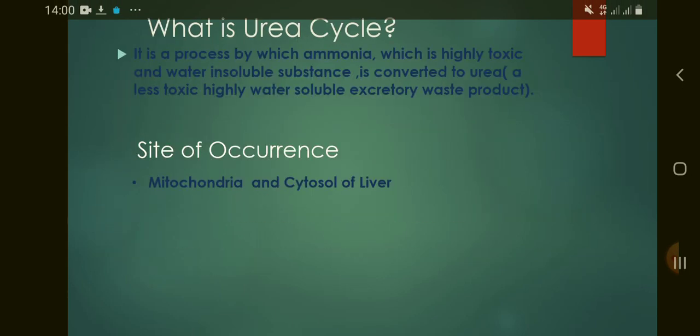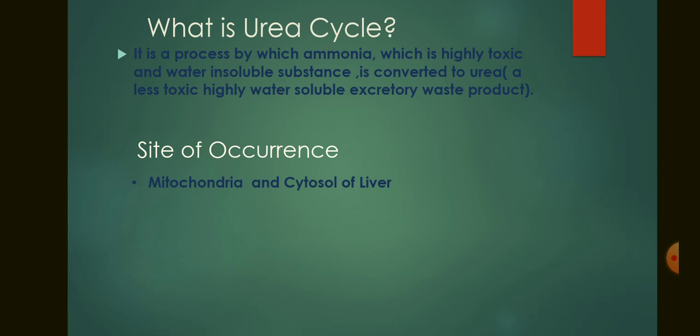Now what is the urea cycle? It is a process by which ammonia, which is a highly toxic and water-insoluble substance, is converted to urea. And this urea is a less toxic, highly water-soluble auxiliary waste product. Thus, it is a mechanism for the excretion of nitrogen in human beings.